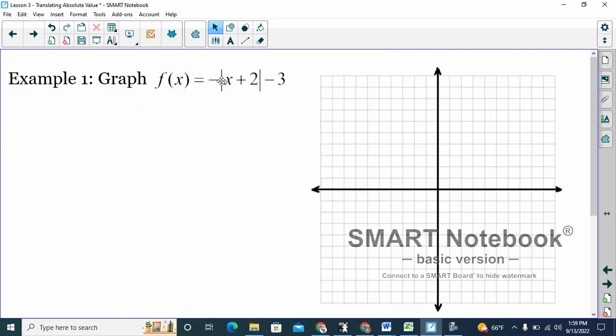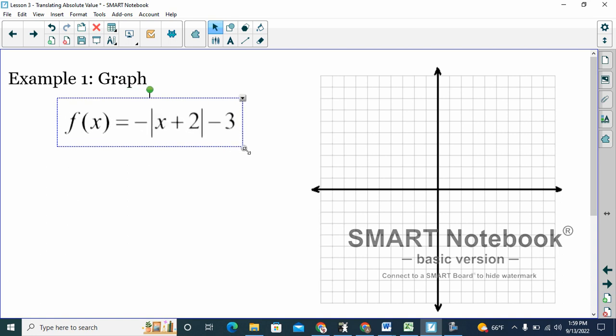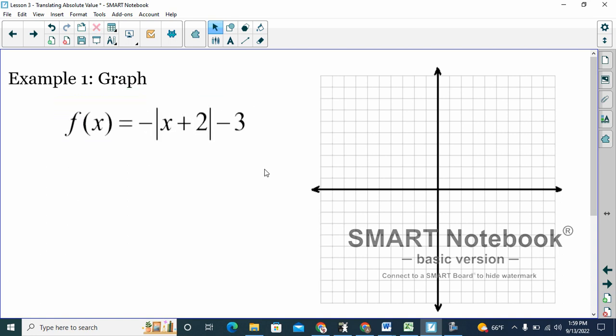Example 1 asks us to graph f of x equals the opposite of the absolute value of x plus 2 minus 3. Horizontal translation is whatever is next to the x. It's a plus 2. Remember, horizontal, it's always the opposite of what we would think, so plus 2 is actually left 2. And whatever is added or subtracted from the end is our vertical translation, and it is the same thing as you would typically think. Minus 3 means down 3.